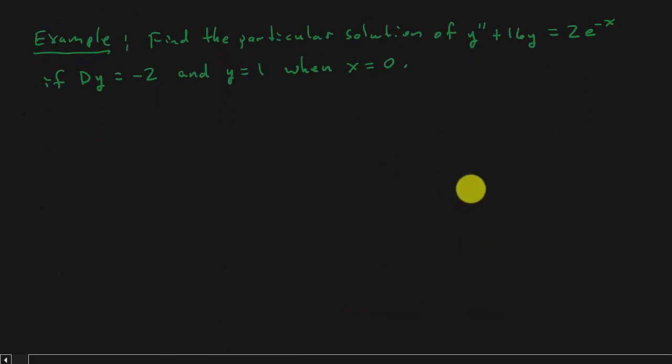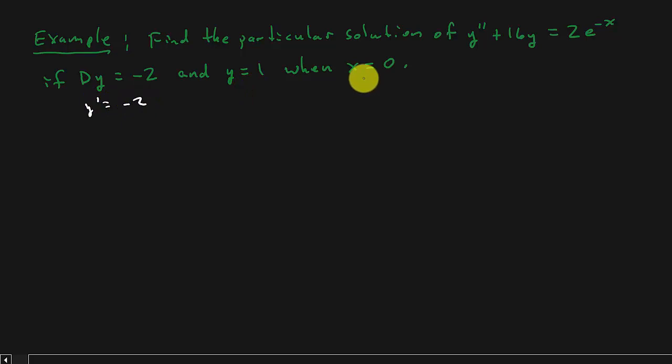Okay, so let's look at this one. Find the particular solution of this. Okay, so they give us conditions here. They've got y double prime plus 16y is equal to 2 e to the negative x, and they wrote that dy equals negative 2. So you can write it like this, or you can write y prime equals negative 2 and y equals 1 when x equals 0. Okay, it's notation is all it is.